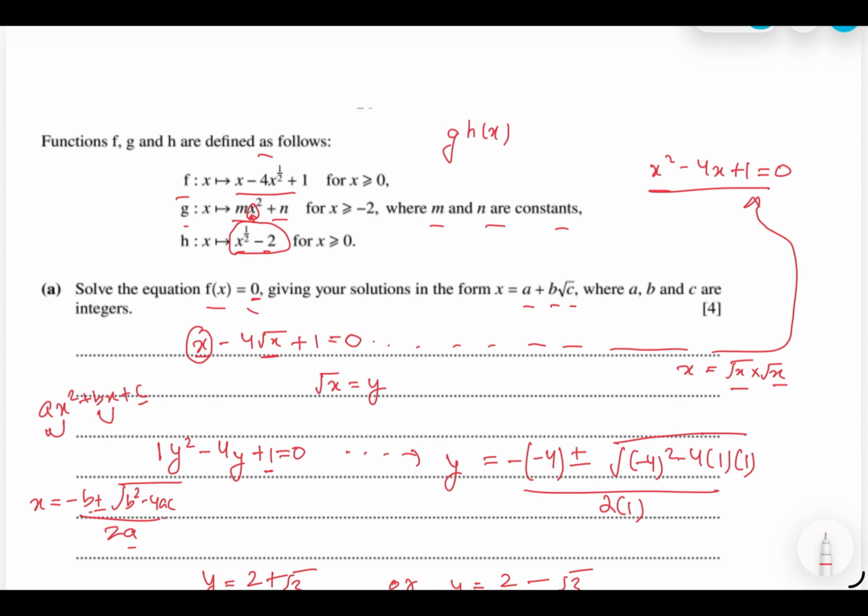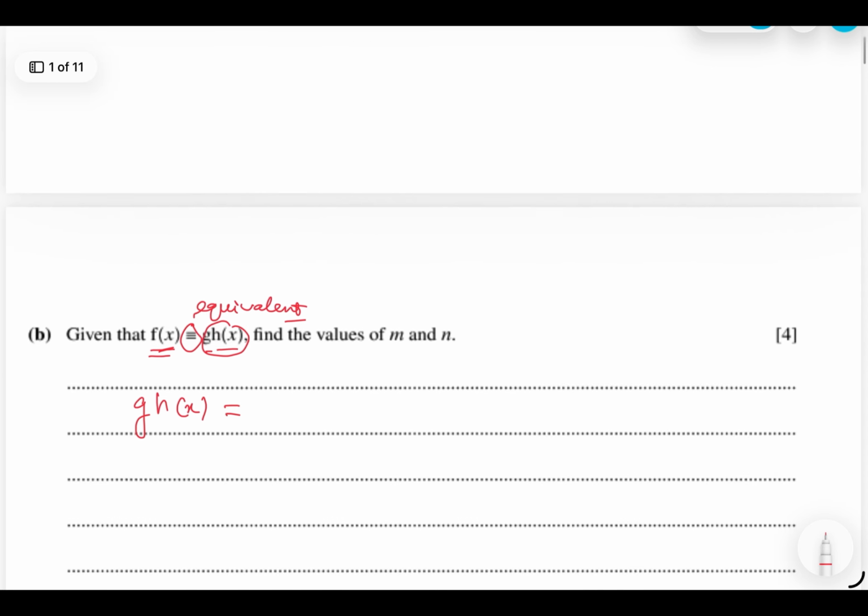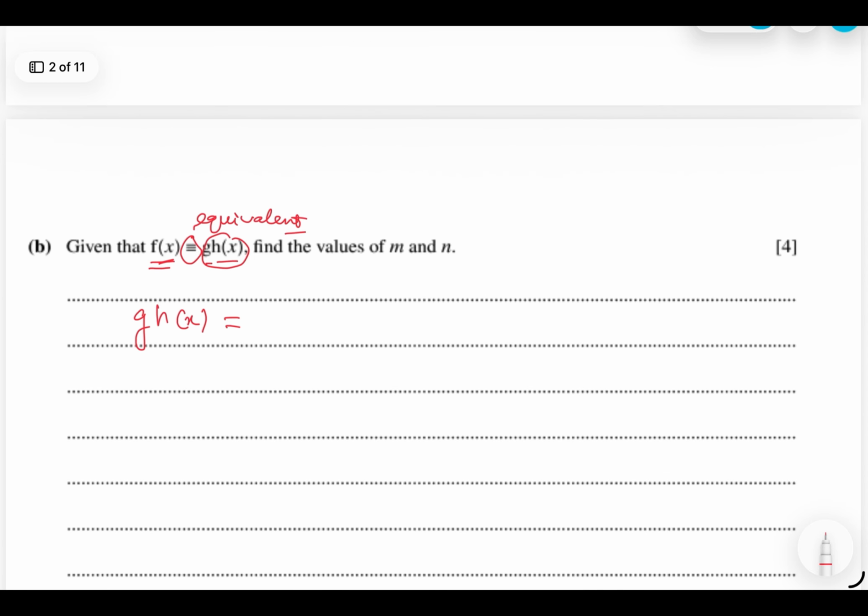Do you agree with me or not? Yes, sir, we agree 100%. So let's put it: it would be m times (x to the power half minus 2) squared plus n. Square it. You will get (a minus b) whole square is a square minus 2ab plus b square.